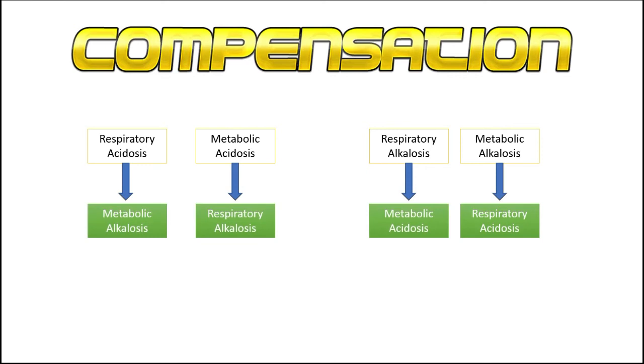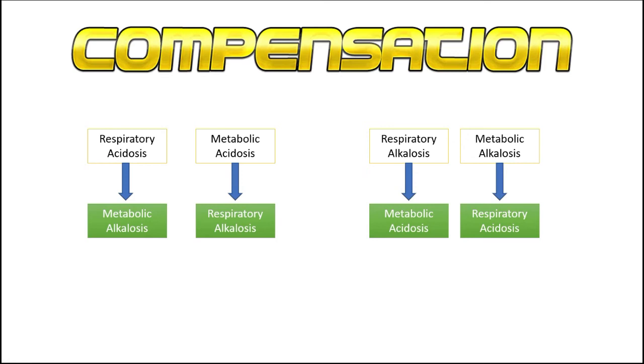This is the compensatory mechanisms that happen during the various imbalances. Respiratory acidosis gets corrected with a metabolic alkalosis. Metabolic acidosis is corrected with a respiratory alkalosis. Respiratory alkalosis is corrected with a metabolic acidosis, and metabolic alkalosis is corrected with a respiratory acidosis.